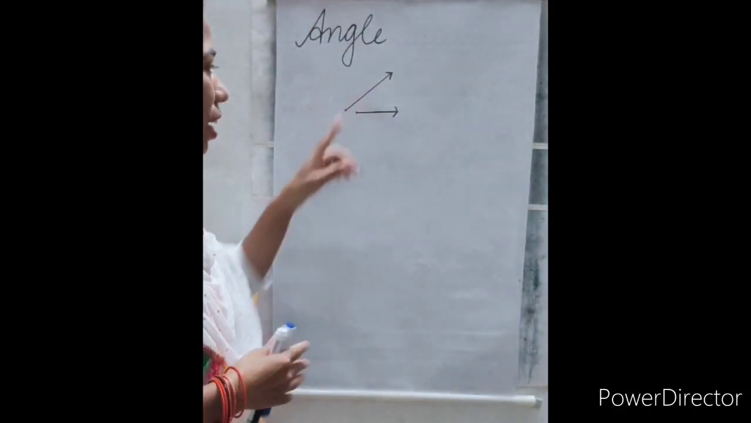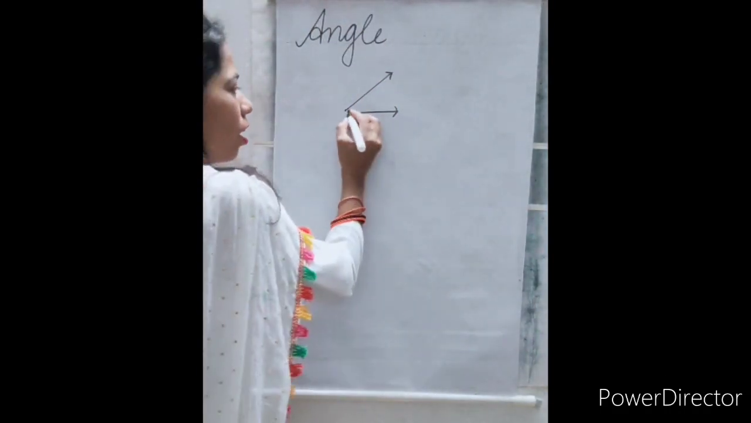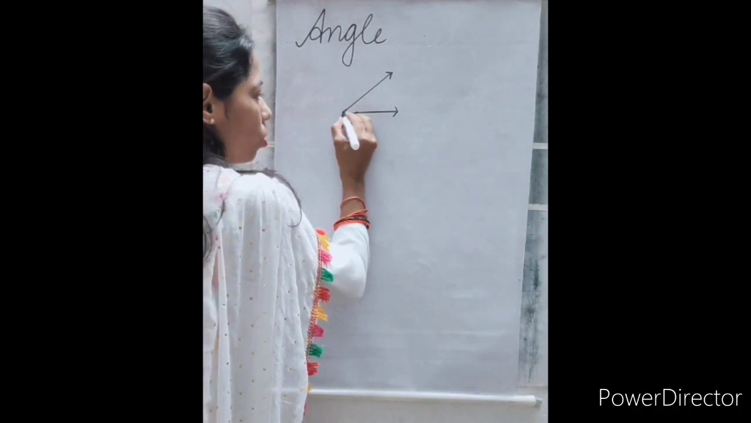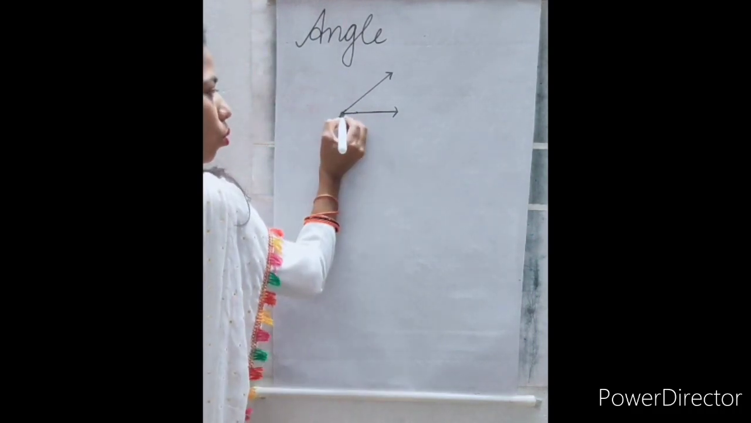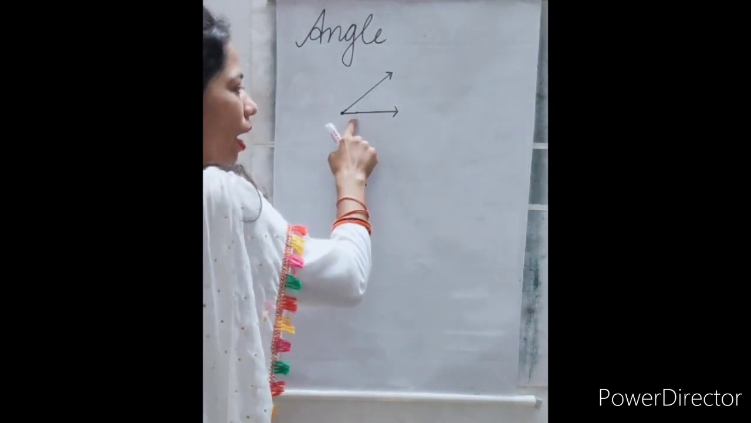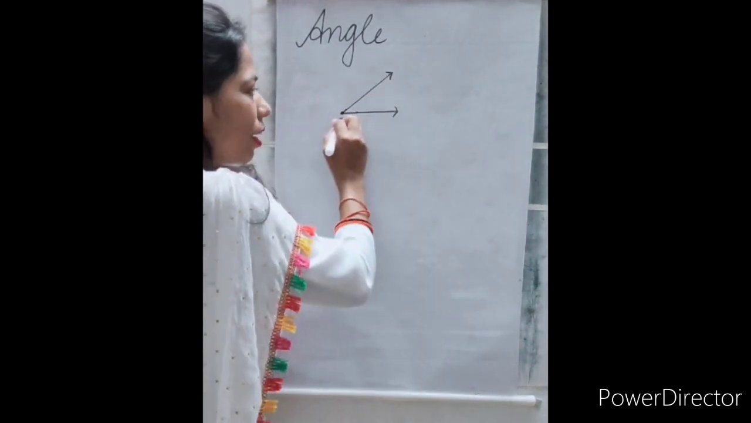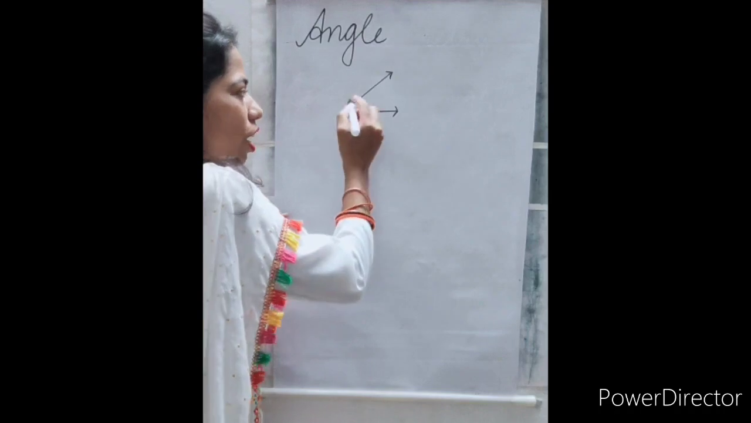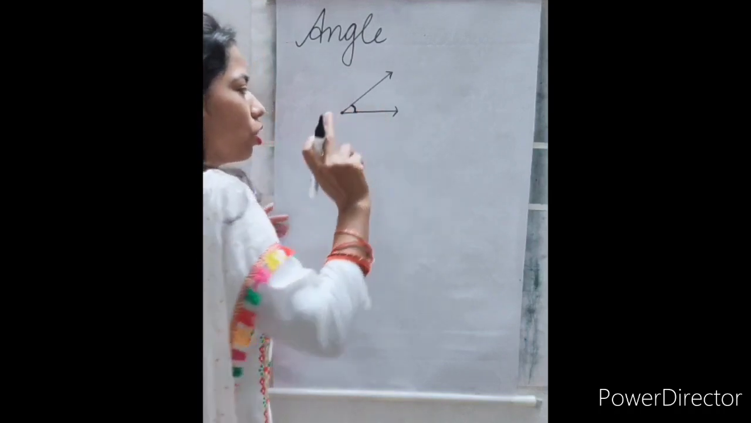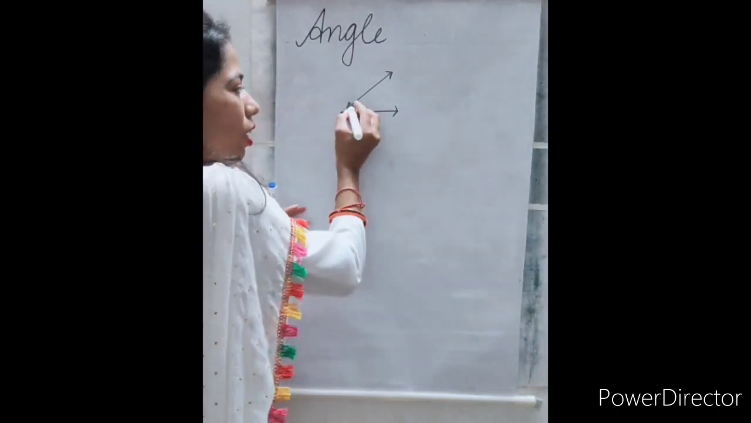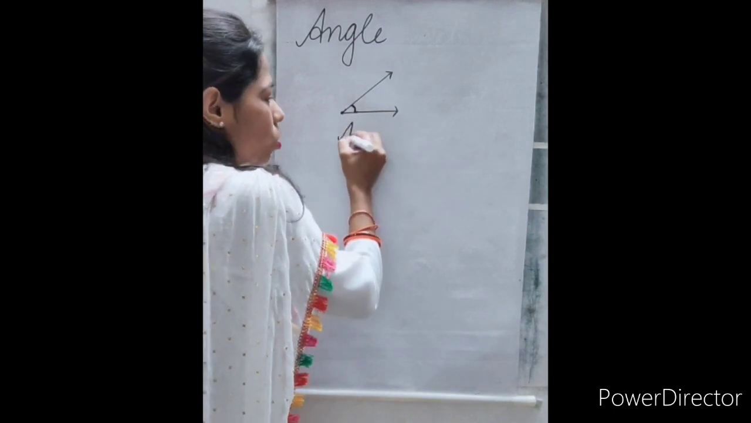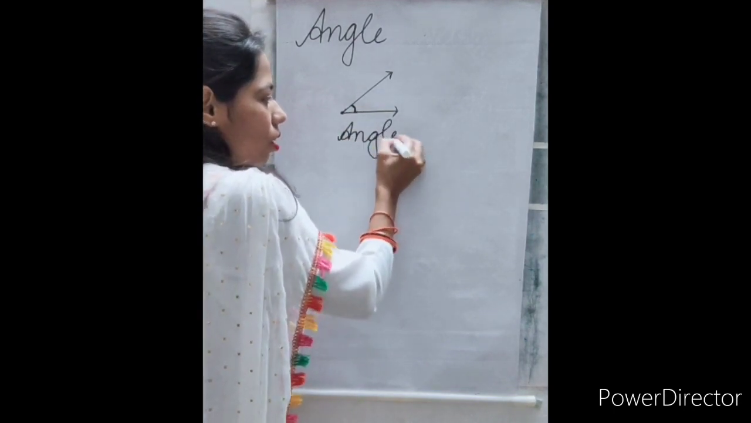Before heading over to exercise 12.2, today we will learn about angles. So let's understand what is an angle. Here you can see two rays. If we join the end of these two rays, we will get a shape. This shape, formed after joining the end of these two rays, is called an angle.